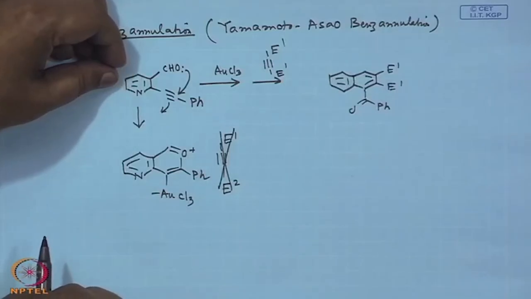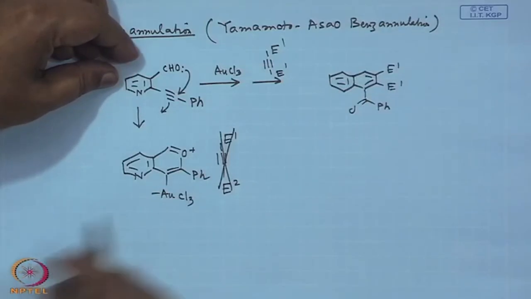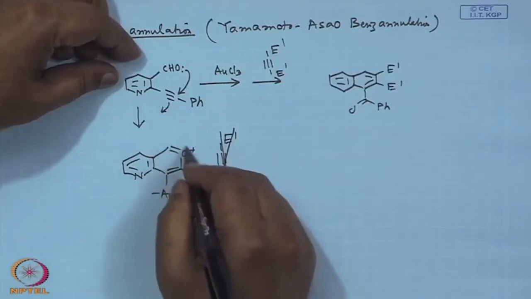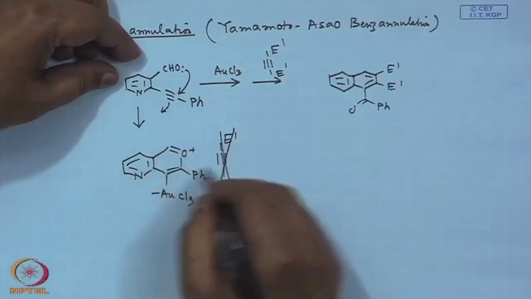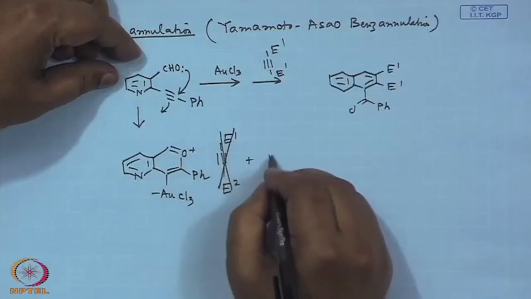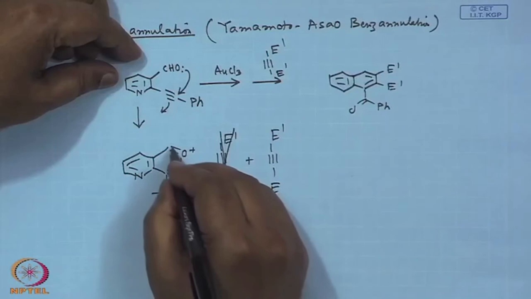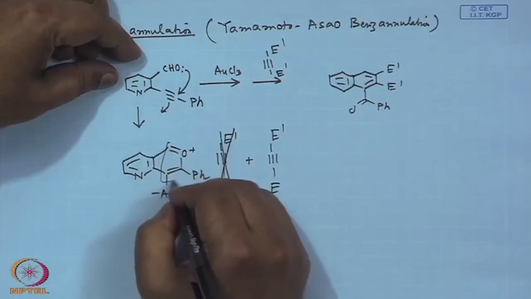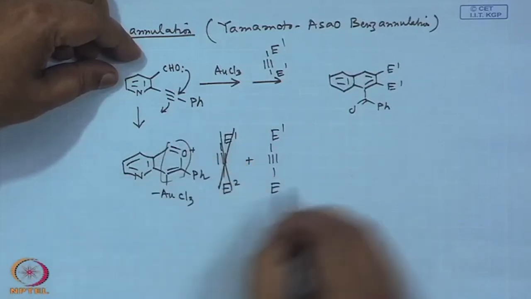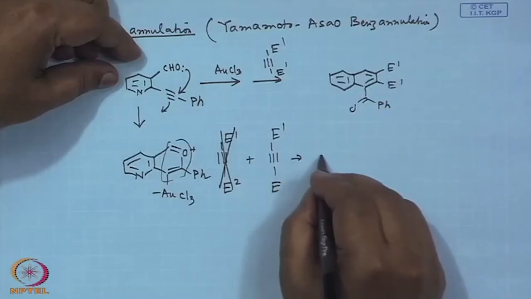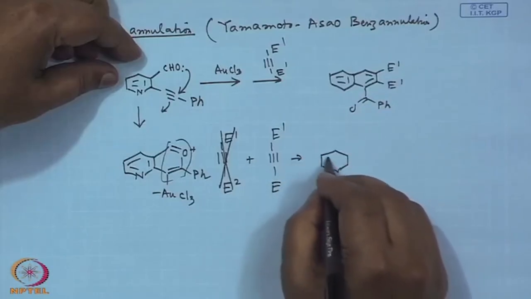Which one? What is that? Not there? Okay. Now, what do you see here? This is a diene system. So, this is diene. I think I was right. This is so E1, E2. So, if you see this portion, it is a diene system. So, it will undergo a typical 4 plus 2 cycloaddition reaction.